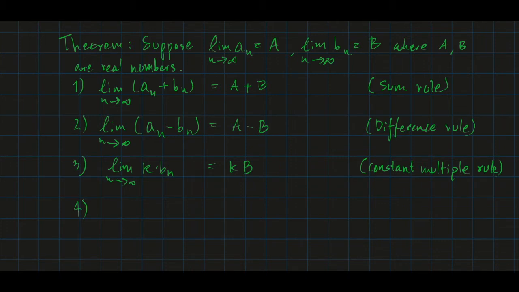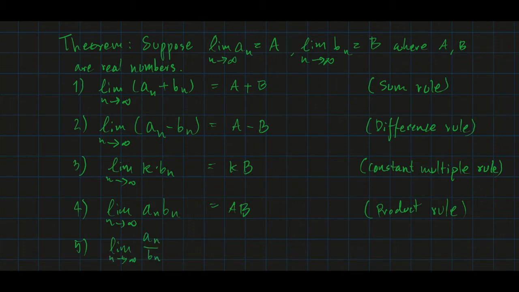The next one talks about the product. So the limit of an times bn is going to be the product here, a times b. This is called the product rule. And the last one, now we have product, now we have quotient. It says that the limit of the quotient an divided by bn is equal to a divided by b. But be careful here, it's only true when b is not 0. This is called the quotient rule.